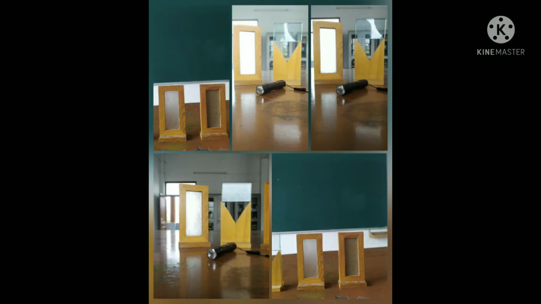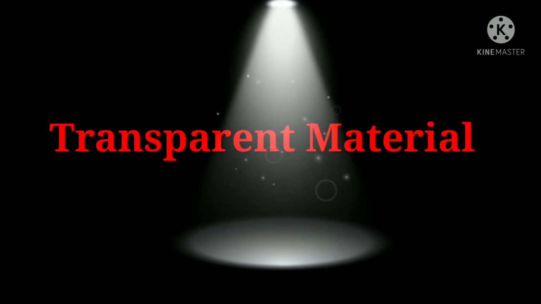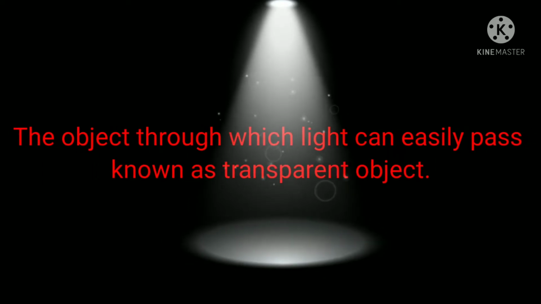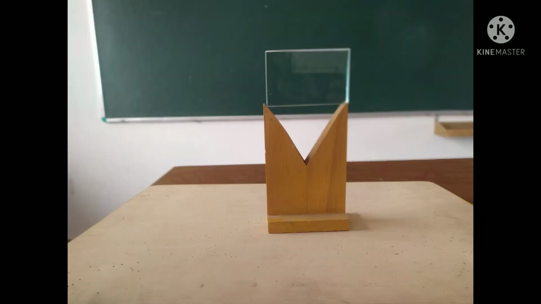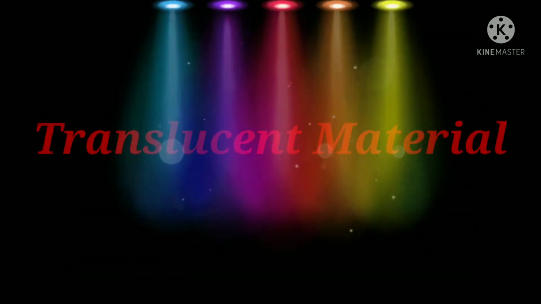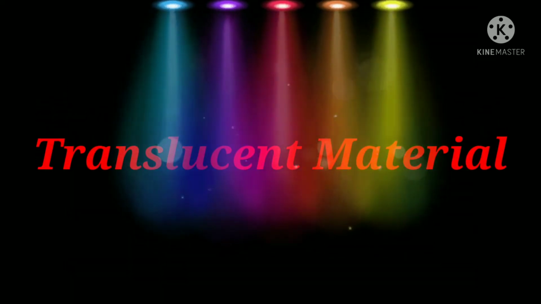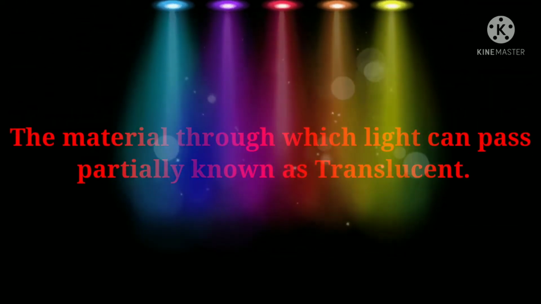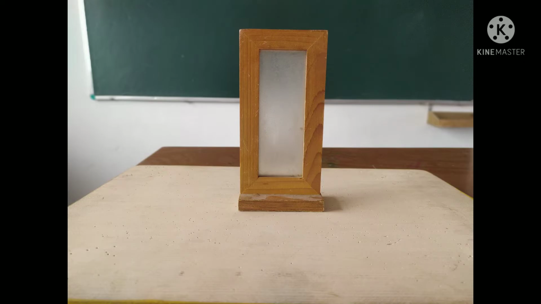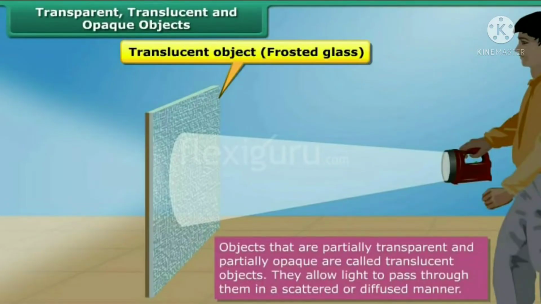The first term is transparent material. An object through which light can easily pass is known as transparent material, like a glass slab. We can see completely through the transparent material. The second term is translucent material. A material through which light can pass partially is known as translucent. These materials allow the light to pass through them in a scattered or diffused manner.